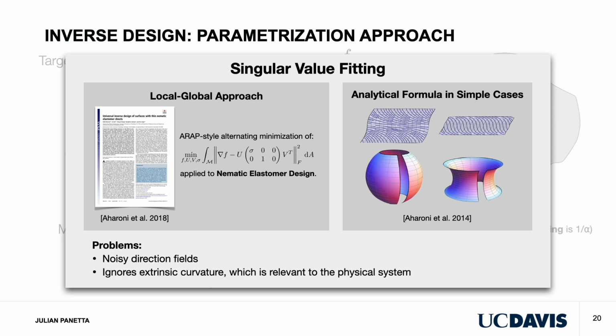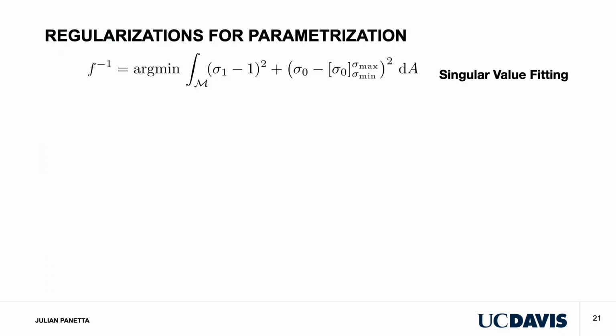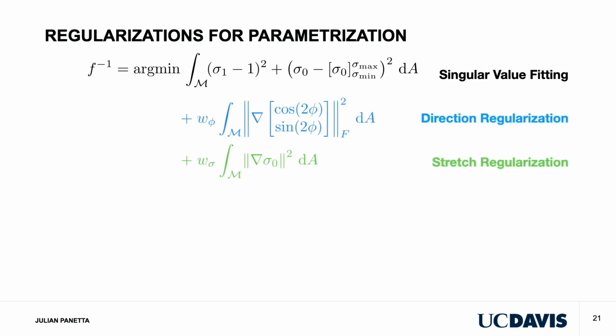And second, considering only the metric distortion of the inflation mapping, as done by the singular value fitting objective, misses critical aspects of the physical system. Specifically, it ignores how much tubes must bend to follow the surface. We address the first issue by adding regularization terms that promote smoothness in both the direction and stretch factor fields.